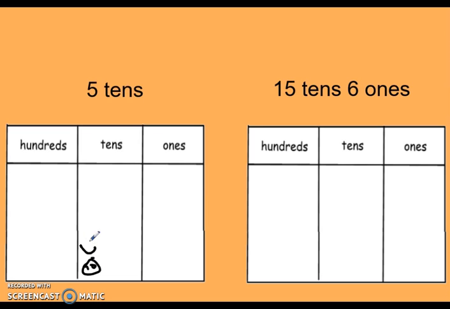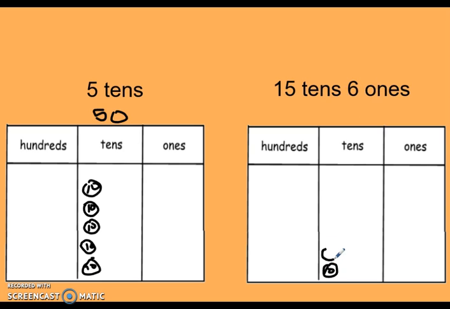So there's 1, 2, 3, 4, 5. So 5 tens is 10, 20, 30, 40, 50. Now I'm going to draw 15 tens and 6 ones.